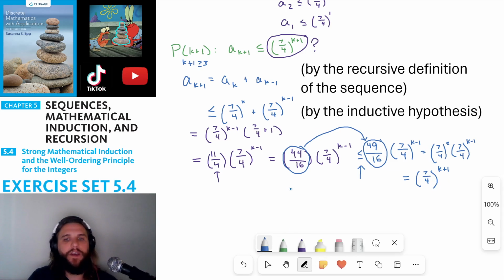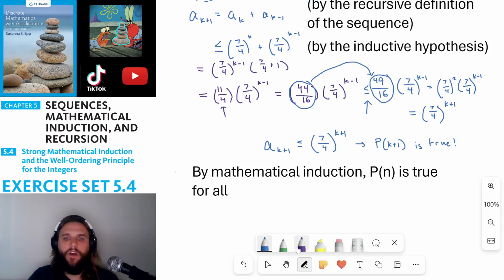We can summarize this entire inductive step so far by saying that a sub k plus 1 is less than or equal to the biggest thing here, which is 7/4 raised to the k plus 1. And that's what we wanted to show. This means that p of k plus 1 is true. So therefore, by mathematical induction, p of n is true for all n greater than or equal to 1.